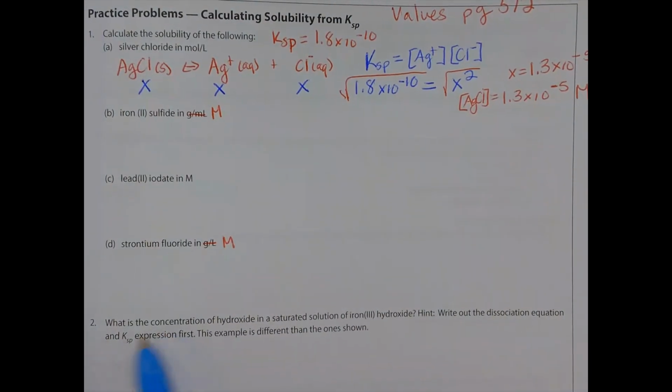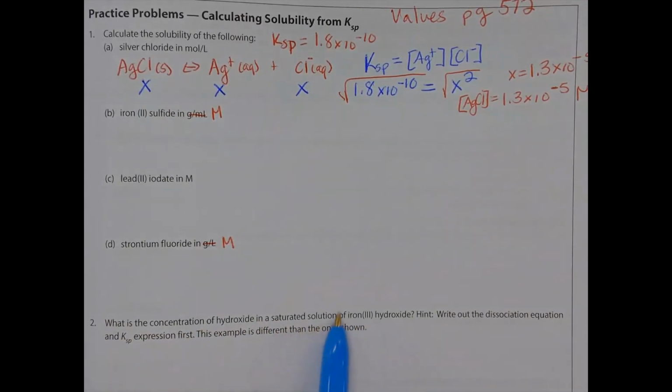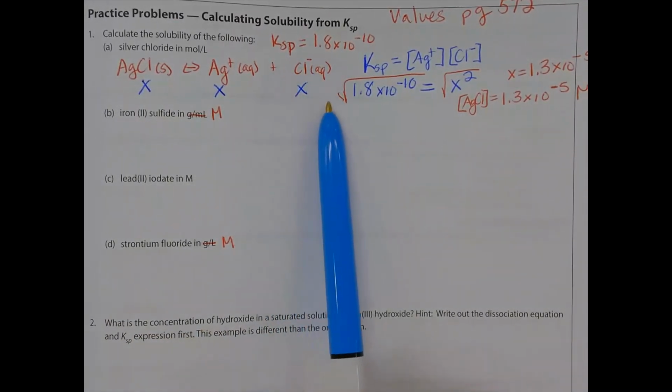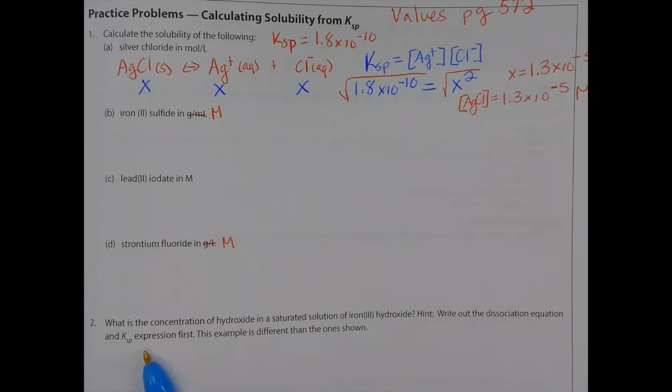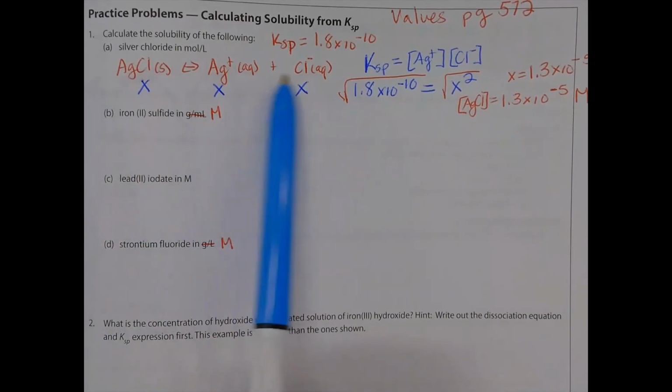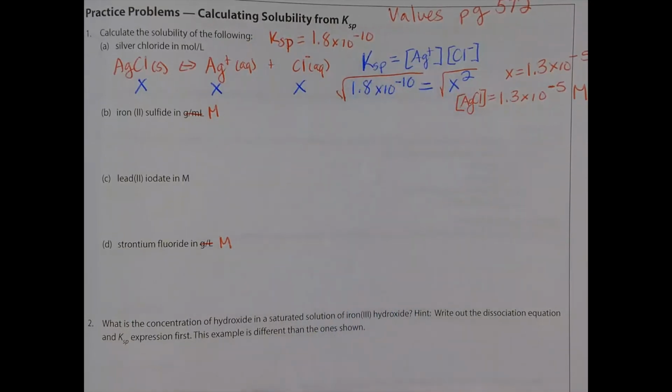For number 2, what is the concentration of hydroxide in a saturated solution? So this would be looking for one of the specific ions, whatever that happens to be. It says a hint: write out the dissociation equation and Ksp expression first. It's just like writing out this Ksp expression and then thinking about what you want to solve for.